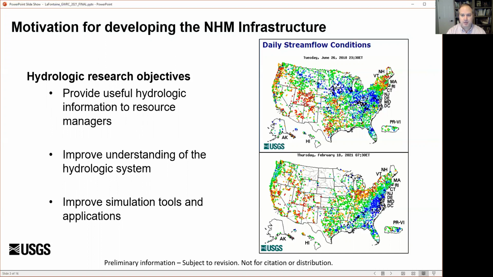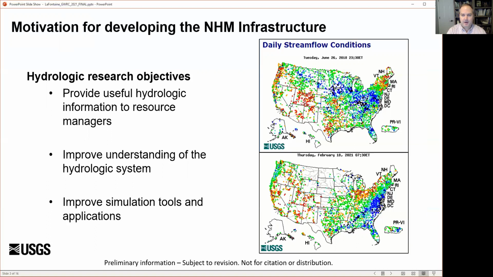The images on the right side of the slide show, for a time in the summer in June on top, and on the bottom in February, this most recent February 18th, the active stream gauges and how they rank compared to their historical flows for this time of year.